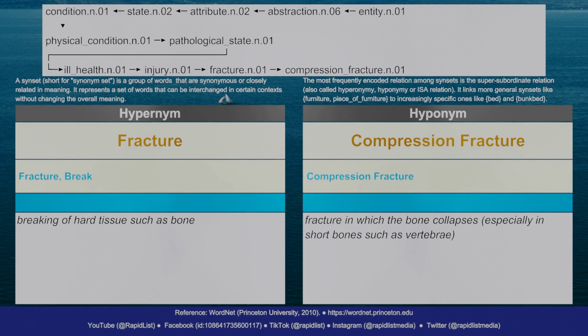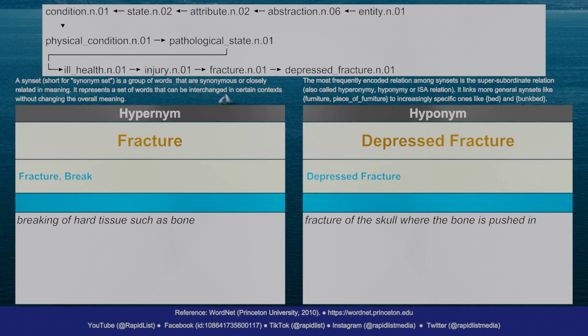Compression fracture. Fracture in which the bone collapses, especially in short bones such as vertebrae. Depressed fracture. Fracture of the skull where the bone is pushed in.